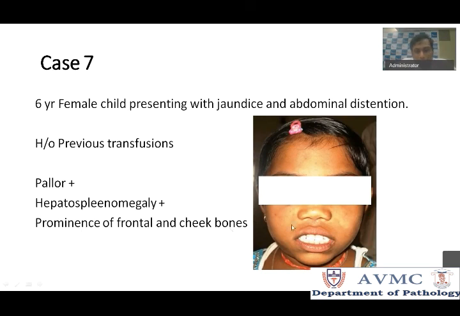Once you see this child, this is like syndromic facies, right? So you find frontal and cheekbones very prominent. This is because of increased medullary activity of the bone, which is giving you that prominence. So again, this is going to be a hemolytic anemia.